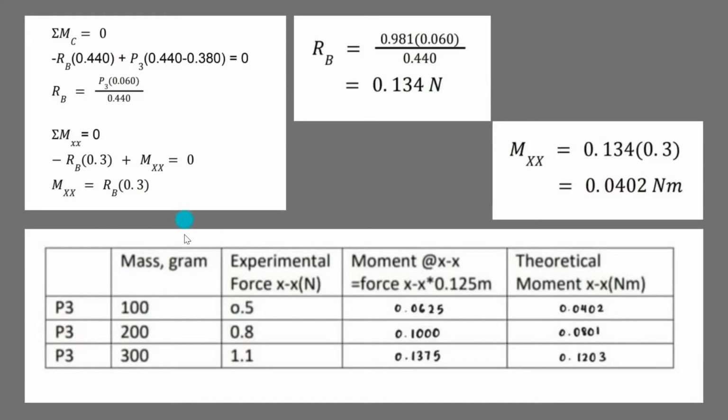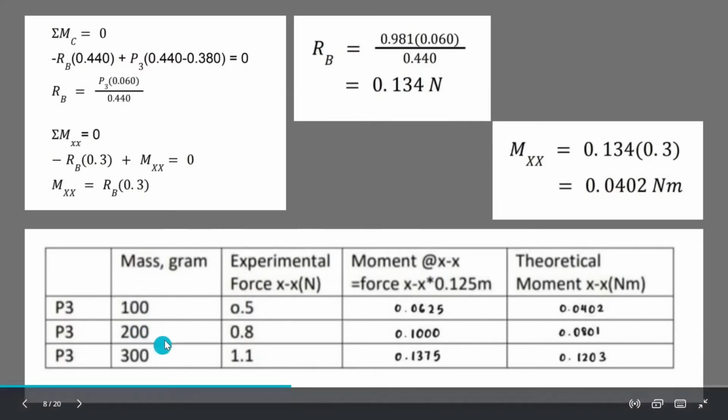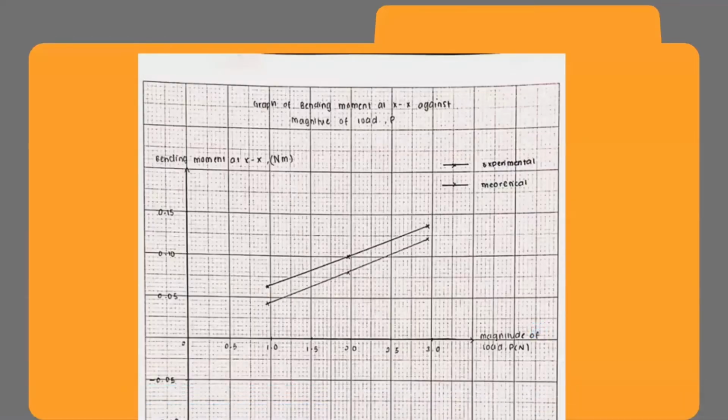And then we will substitute the value of our loads, which is 100 gram, by converting it into Newton to find the reaction force at B, and then we will substitute this value into this equation to find the moment at XX. The same steps of calculation will be used to determine the bending moment at XX for 200 gram and 300 gram. Then from this tabulated data, we can proceed to plot a graph of bending moment at XX against the magnitude of load. Here we can see from the graph that the bending moment at XX increases linearly with the magnitude of load.